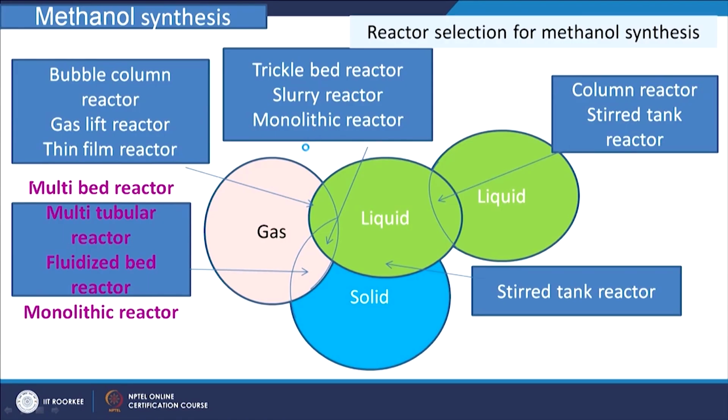Now, we will see how we will select the reactor type, what will be the type of reactor for the methanol synthesis. So, this is the thumb rule we can say, that is the reactor selection for methanol synthesis. We have given here that liquid reactions may take place, liquid-solid reactions may take place, gas-liquid-solid reactions may take place. So, different types of phases may be available during the reaction, and depending upon that we can select a particular type of reactor to perform that specific reaction.